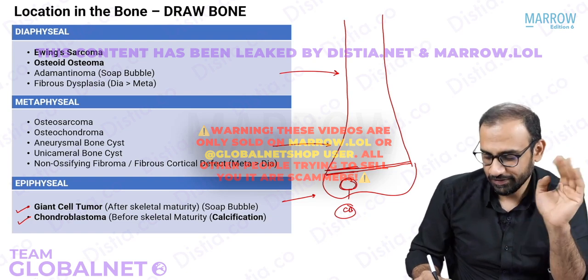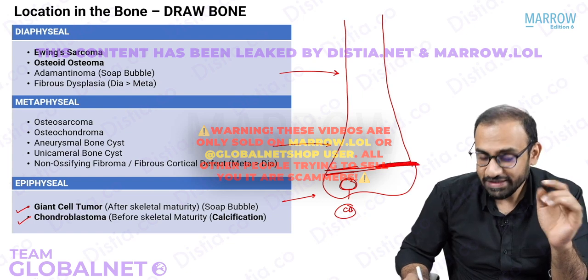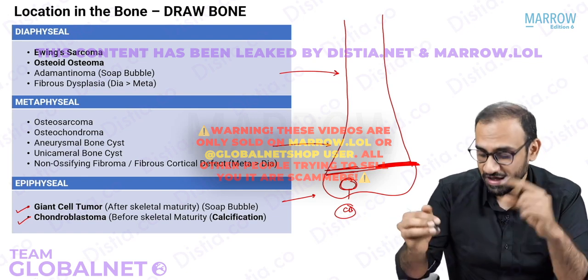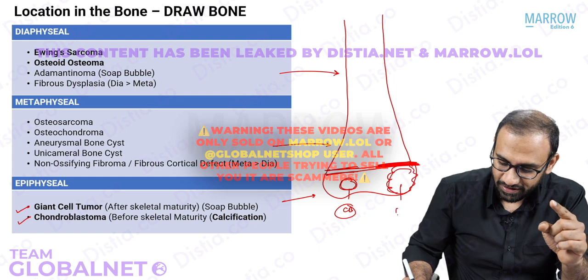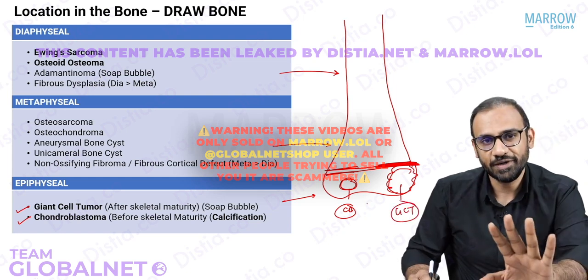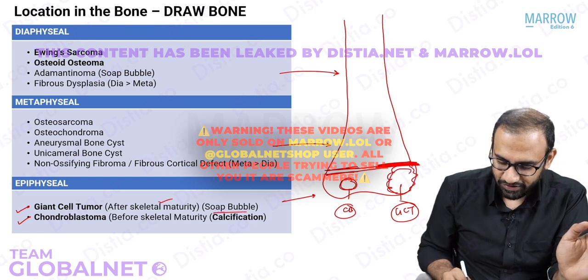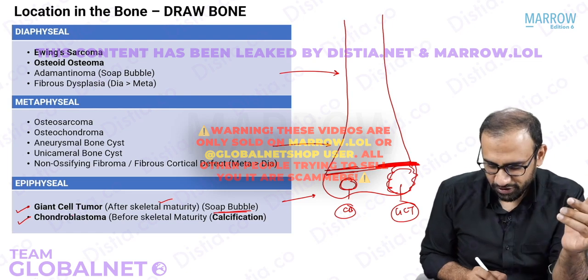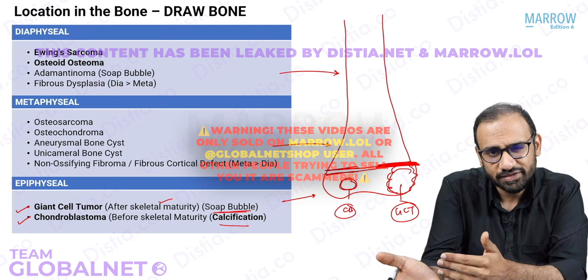Now, giant cell tumor occurs after growth plate fusion. Does that mean skeletally mature or immature? Growth plate fusion means a skeletally mature individual. Skeletally mature individual, epiphyseal lesion, think giant cell tumor. Okay, so far so good. Giant cell tumor after skeletal maturity usually has a soap bubble appearance on X-ray. Chondroblastoma before skeletal maturity has some stippled calcifications on X-ray. We'll talk about that later, right?